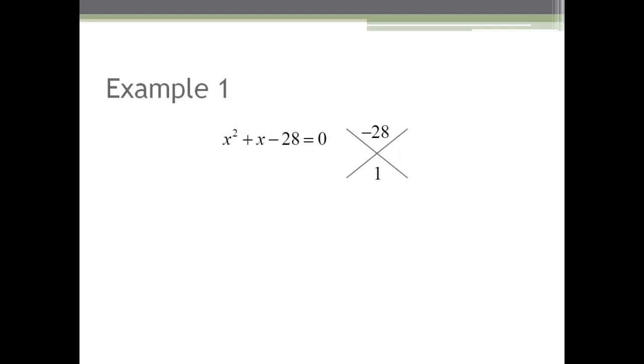So 1 and 28, 2 and 14, 4 and 7. Now it seems like there isn't any pair of numbers that's going to work. So in this case, we would say this is not factorable, and when something's not factorable, that's when you want to use the quadratic formula.